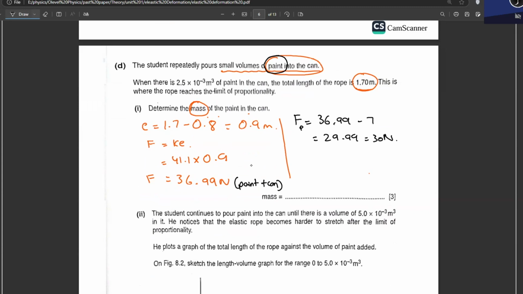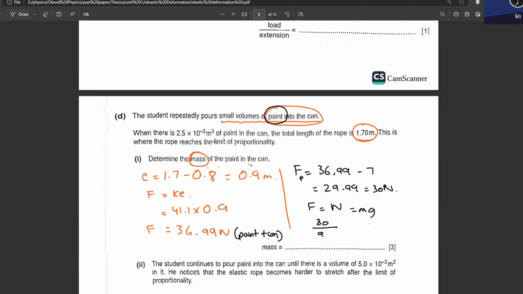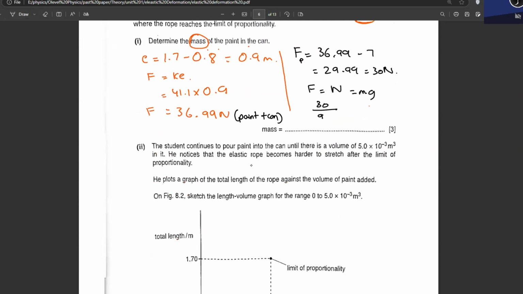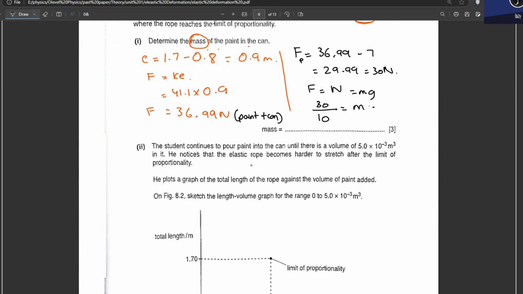Can I calculate the mass of the paint? Yes. This force is equal to your weight. Weight is equal to mg. 30 Newton divided by 9. We have to take gravitational field strength as 10 or 9.8. Let me see. Yes, we have to take it as 10. Whenever the question states what gravitational field strength you have to take, you have to obey the question. Otherwise, you will take 9.8. This comes out to be your mass. Mass comes out to be 3 kg. A very lengthy question for 3 marks.